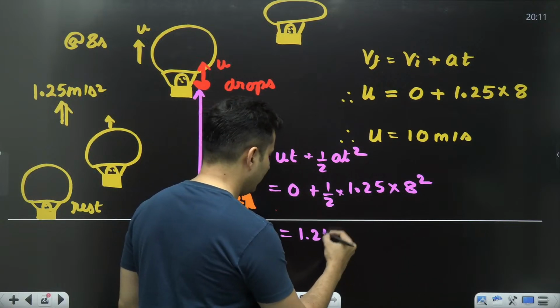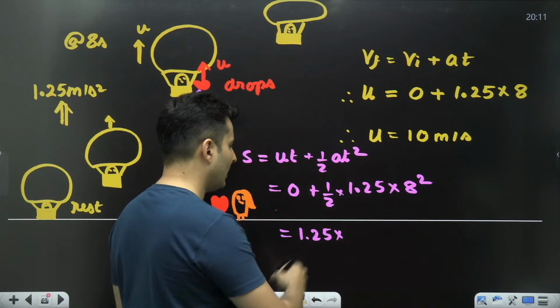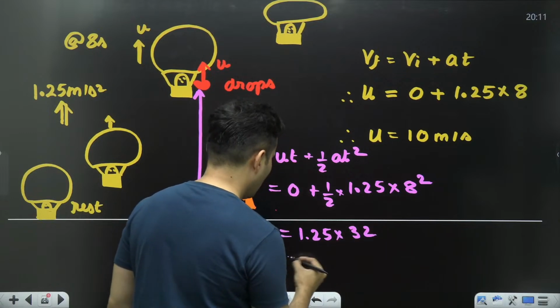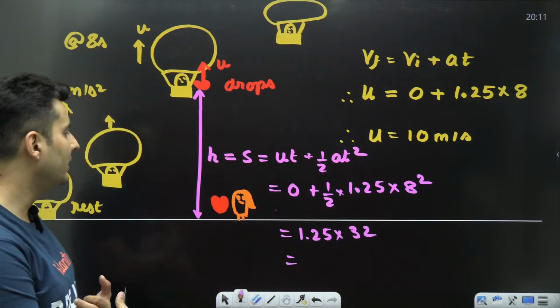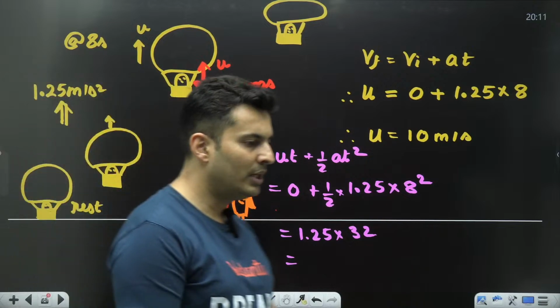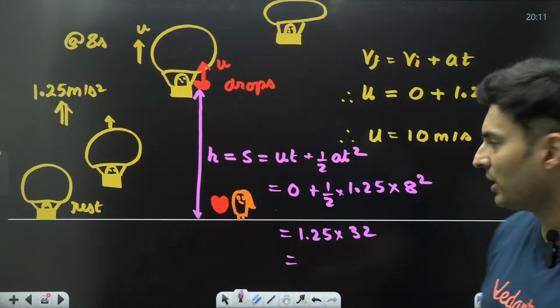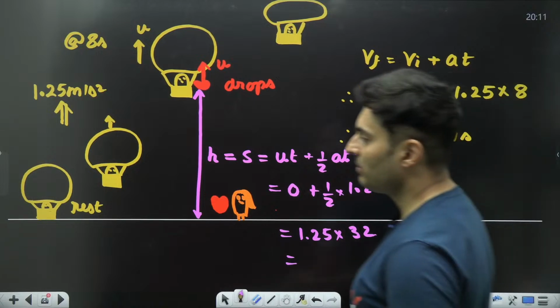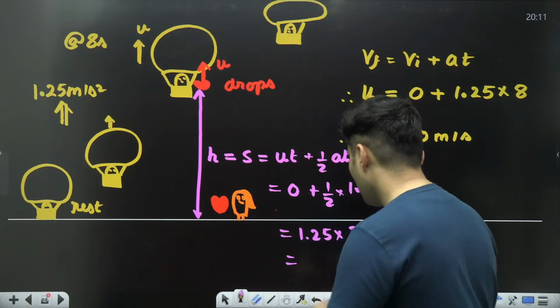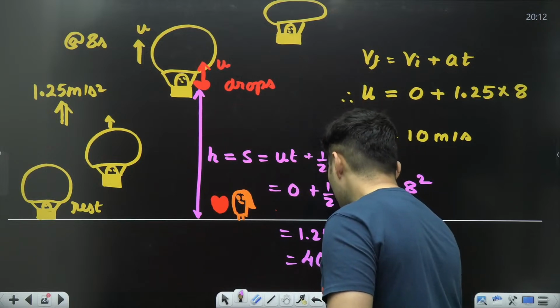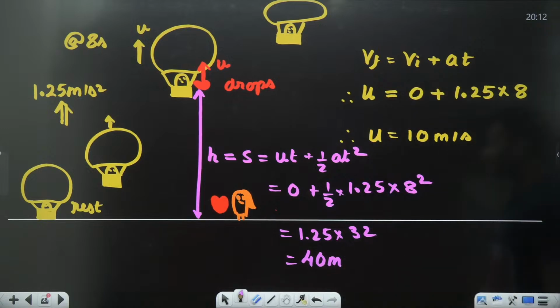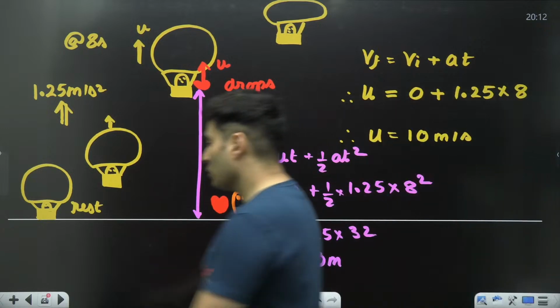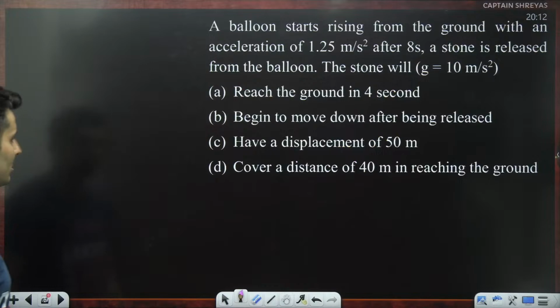Check this out. 1.25, 8 square 64 by 2 is basically 32. How much is 1.25 into 32? Come on, 1.25 into 32, guys. It will be more than 32. 32 into 0.25, so divided 4 times, it will become 8. 8 plus 32 is 40. So it should be 40 meters. Just check this out. 40 meters. So maybe we can eliminate few options.